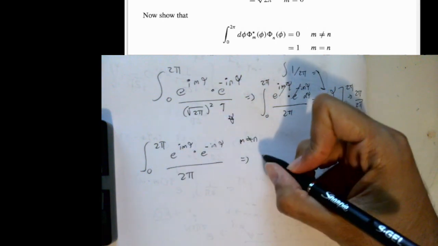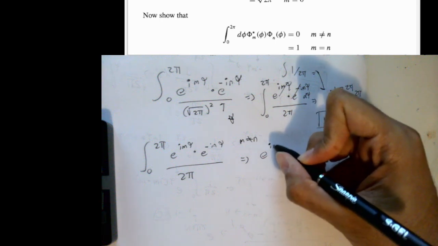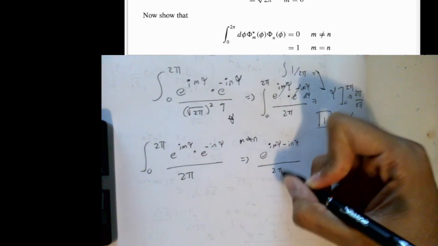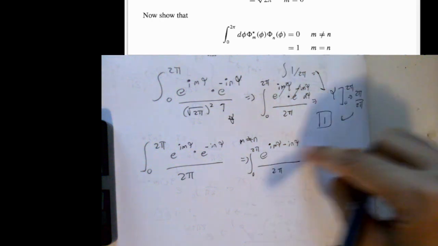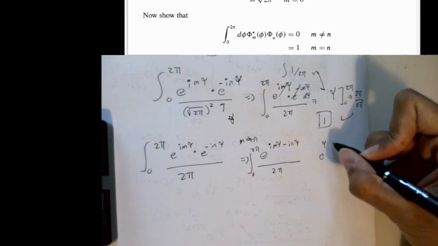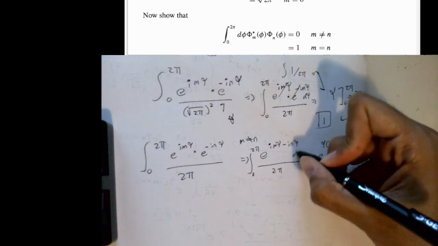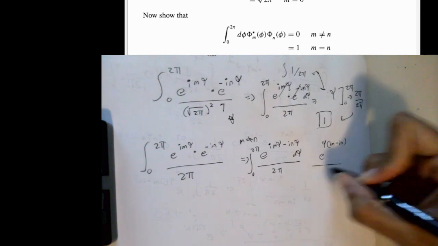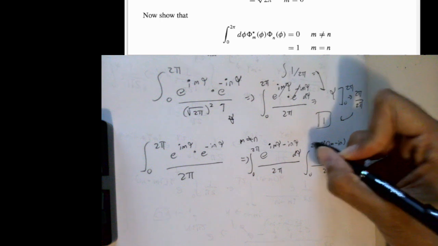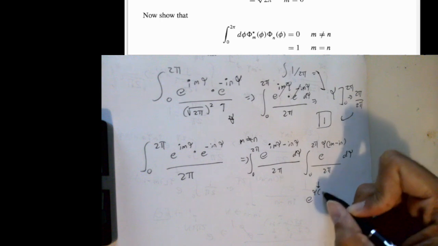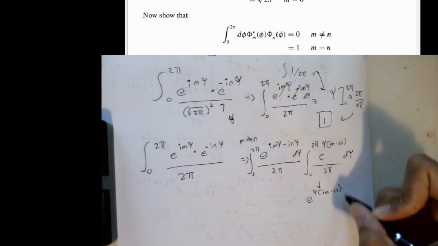Okay, so as we did before, when you multiply exponents, it's the same thing as adding them. Because I'm not the greatest with integrals, what I like to do is simplify this integral in the sense that I like to take out what I'm integrating with respect to. i m minus i n, 2 pi, d phi. This gives us e to the i m minus i n.